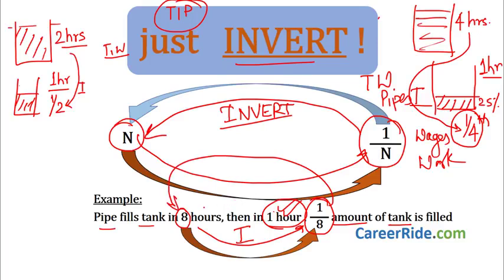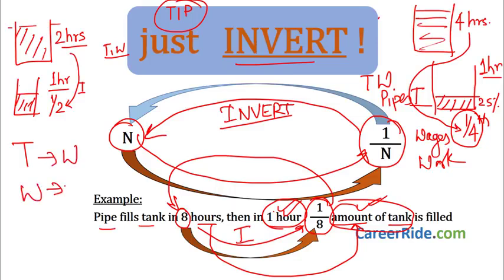So here we see the time which is given in hours gets converted into work done, that is the amount of tank filled, while inversion, and again vice versa. When we go from amount of tank to hours, the work done gets converted to time. So time gets converted to work and work gets converted to time when we invert. It is not difficult, it is very easy. Whenever they have given the number of hours, you can invert and get the amount of tank filled in just 1 hour. Very small concept, which you should remember.